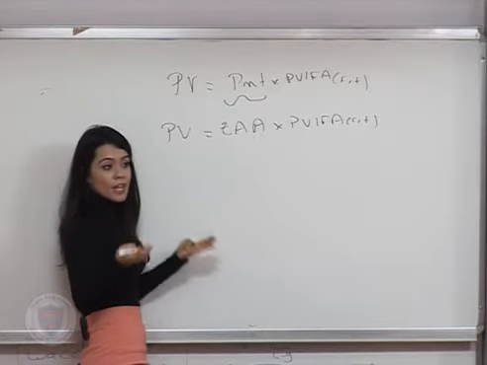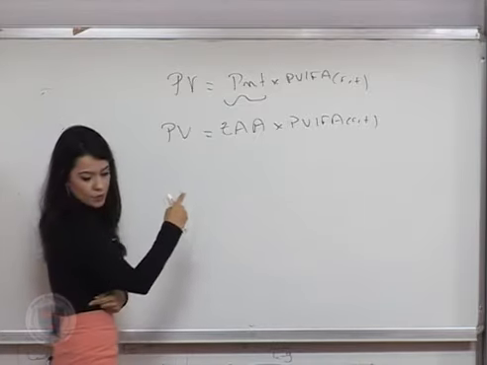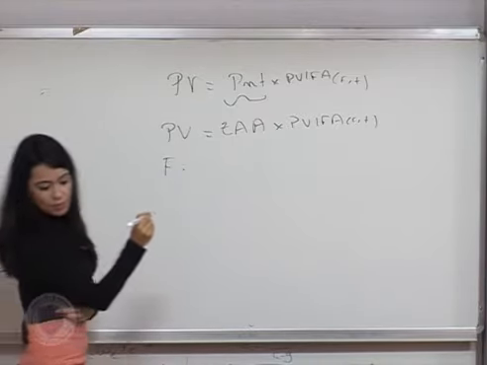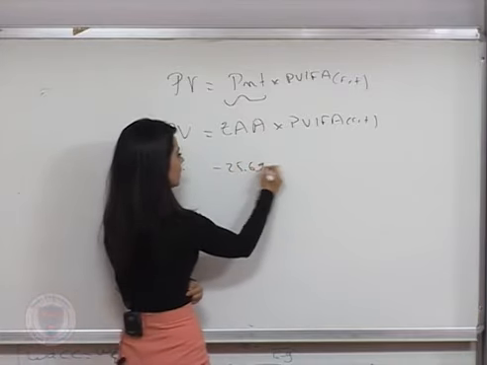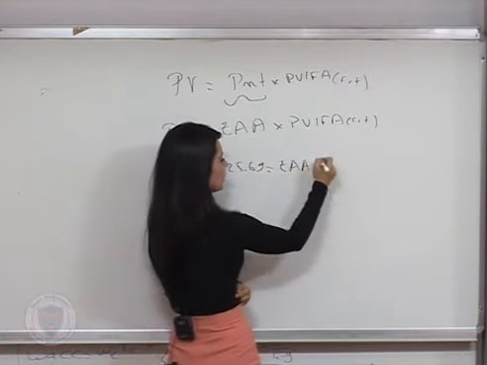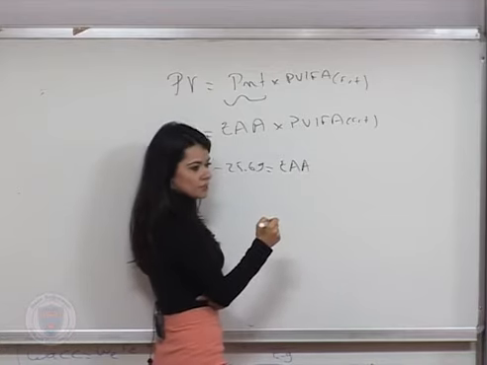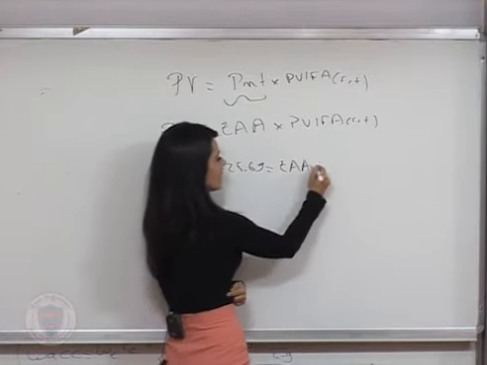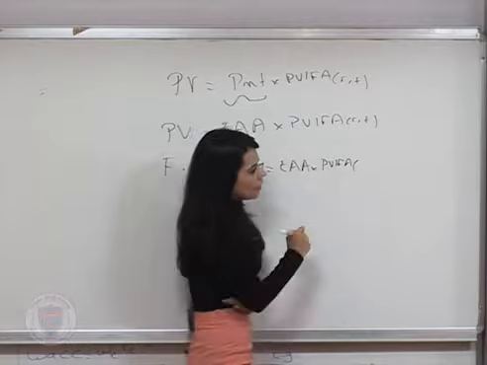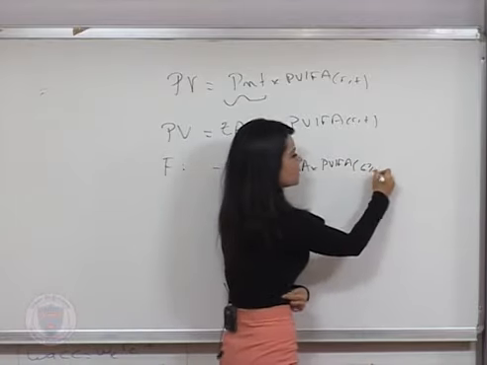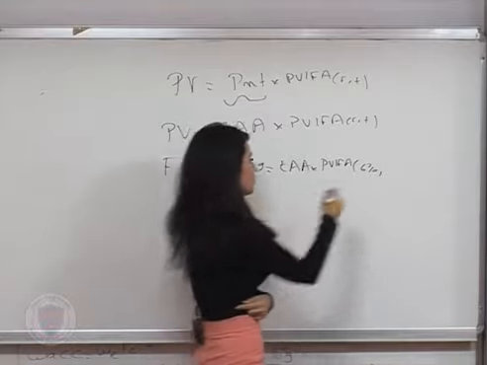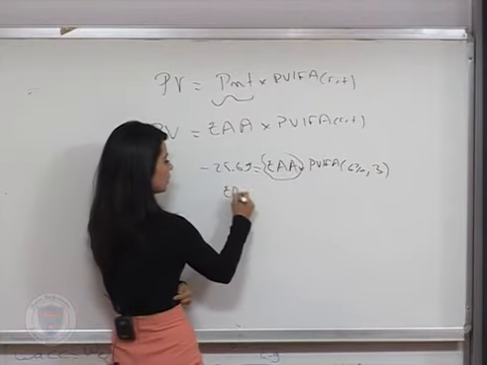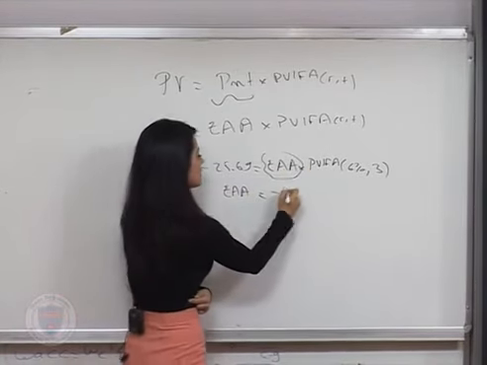Then I'm going to compare the annual payments. So for machine F, okay? Present value, minus 25.69, is equal to equivalent annual annuity times PVIFA. The cost of capital is 6%, and this machine can be used for 3 years. Okay? So from here, if you calculate the equivalent annual annuity, it will be equal to minus 9.61.